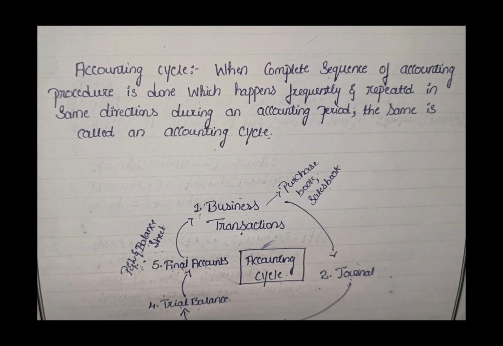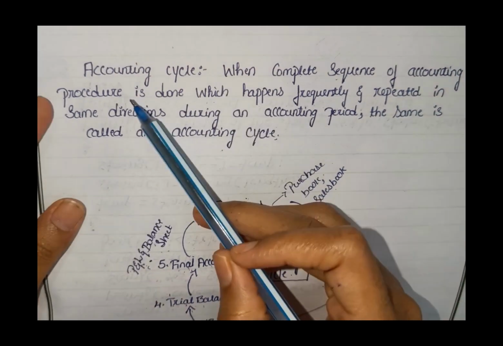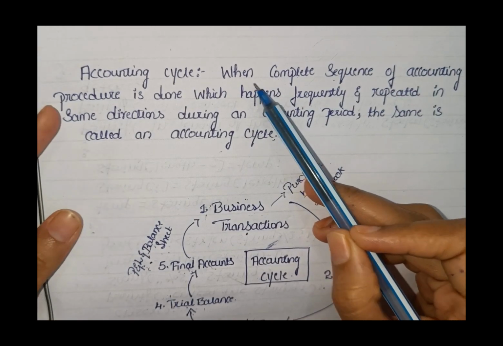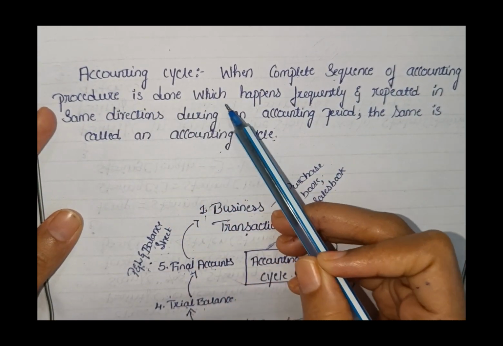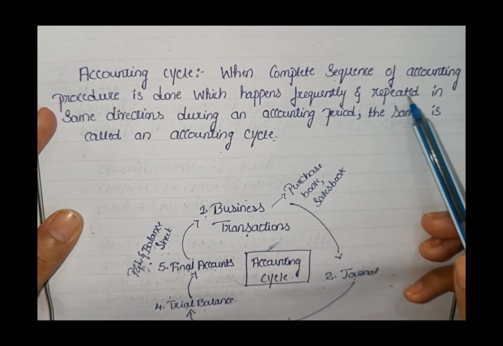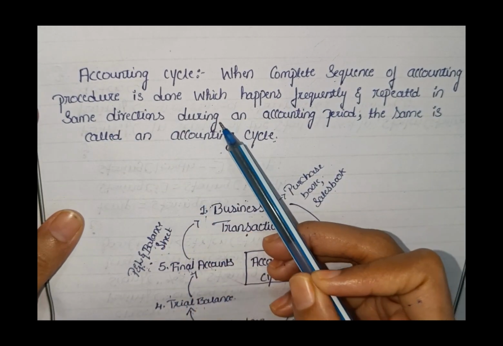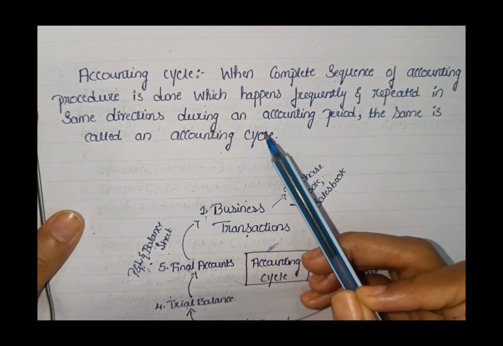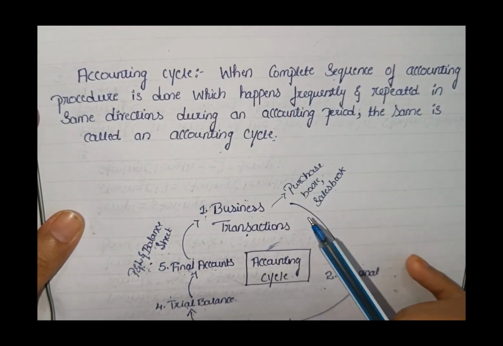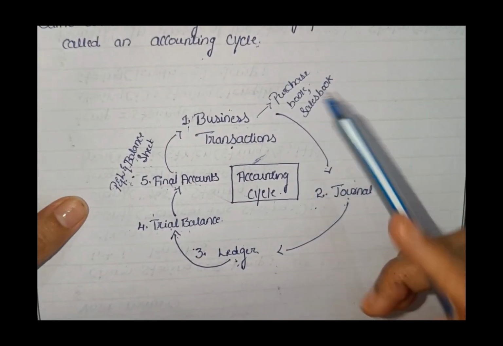Today I am going to explain what is meant by accounting cycle and the basic terms of accounting. Let's start with the accounting cycle. Accounting cycle means when a complete sequence of accounting procedure is done, which happens frequently and is repeated in the same direction during an accounting period. The same is called an accounting cycle.